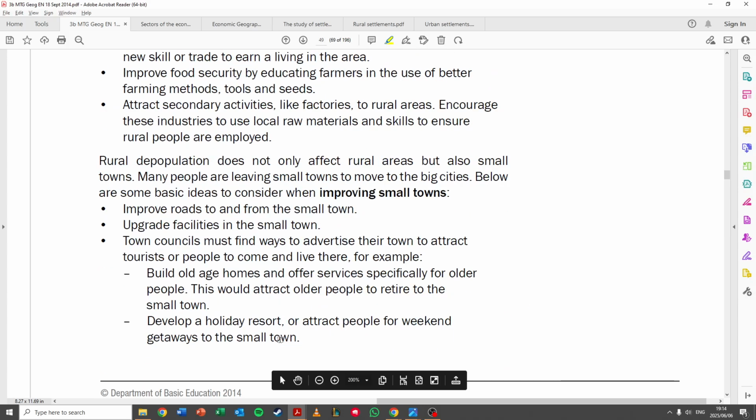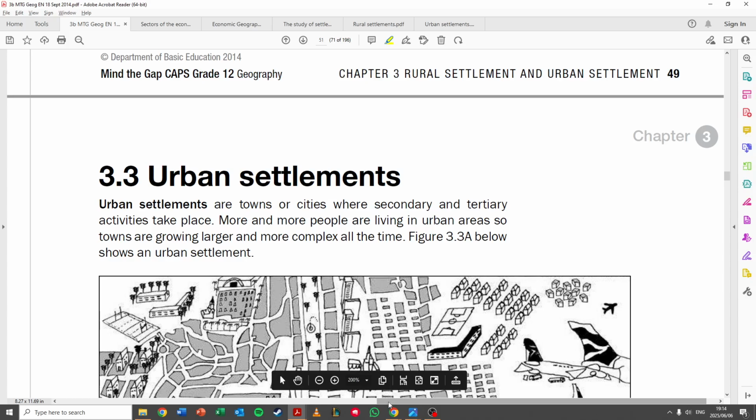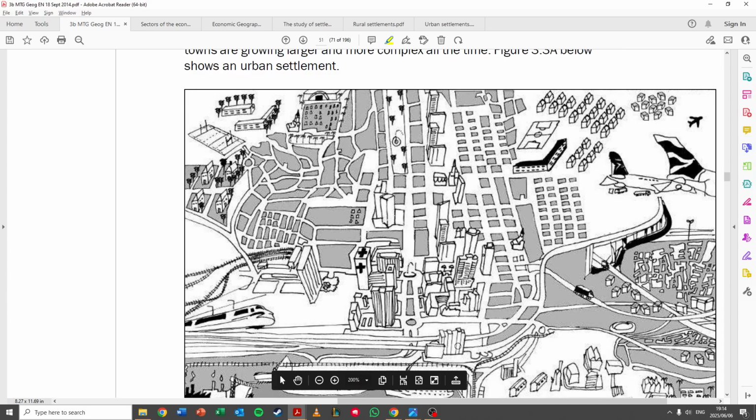Okay, then something that they can also do is to improve roads to and from small towns, upgrade facilities in small towns. Town councils might find a way to advertise their town to attract more tourists, or obviously if they want people to come and live there. But a lot of these is a way to stimulate a local economy, because obviously that is very important.